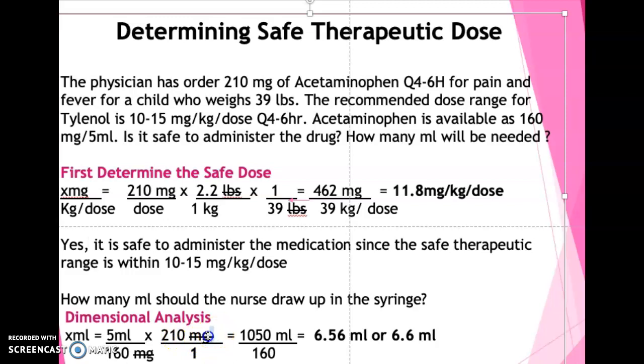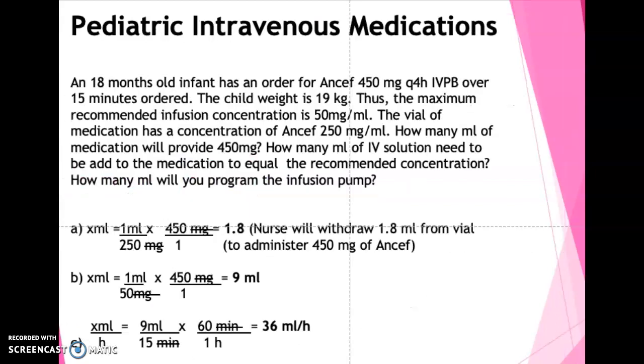Now using dimensional analysis, milligrams is going to cancel milligrams. So 210 times 5 is 1050. And then we have in our denominator 160, divided by this. So the answer would be 6.56 mLs. That's what the nurse is actually going to pull up in the syringe to be administered.